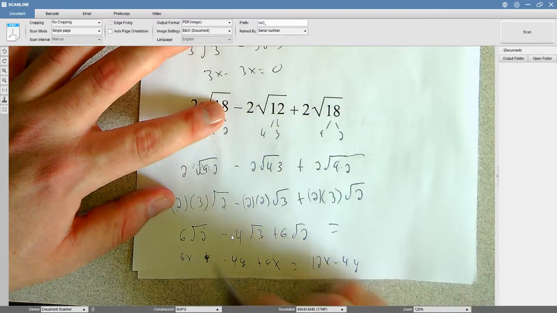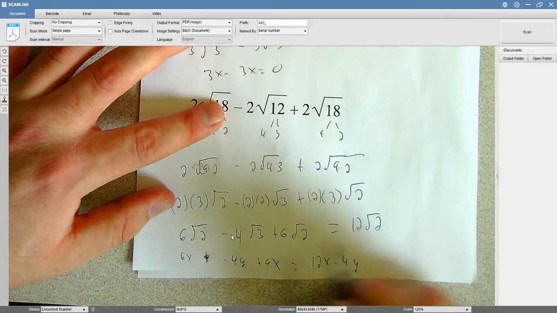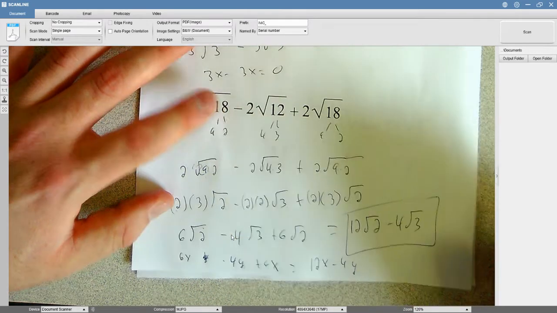But in this situation, 6 root 2 plus 6 root 2 is 12 root 2, and that minus 4 root 3 stays all by itself.